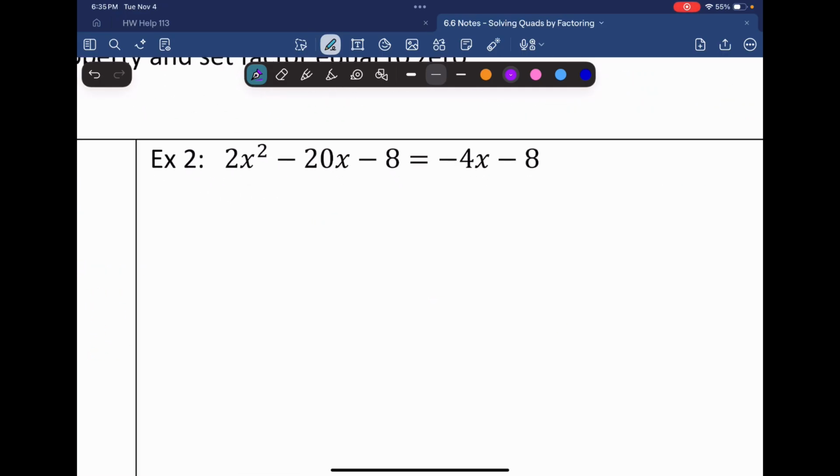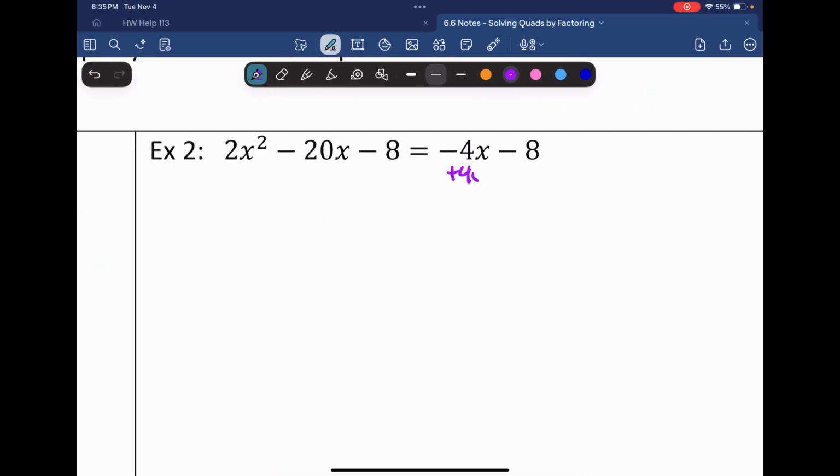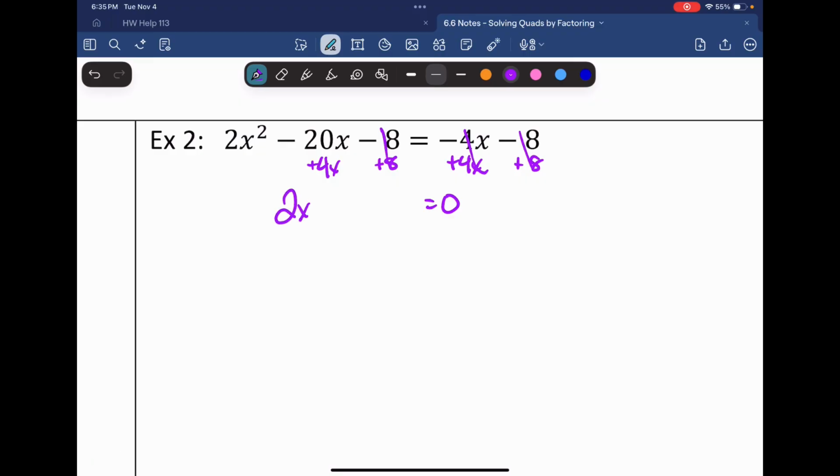Get the equation to equal 0. So I'm going to add the 4x. I'm going to do a couple of steps at once. I'm also going to go ahead and add the 8. So that's actually going to cancel too. Negative 8 plus 8 is 0. So I have 2x squared minus 16x equals 0.